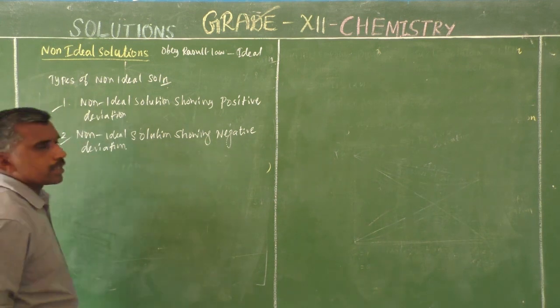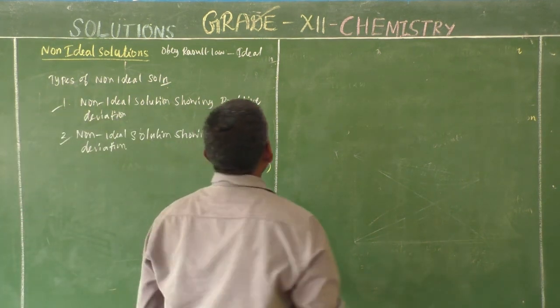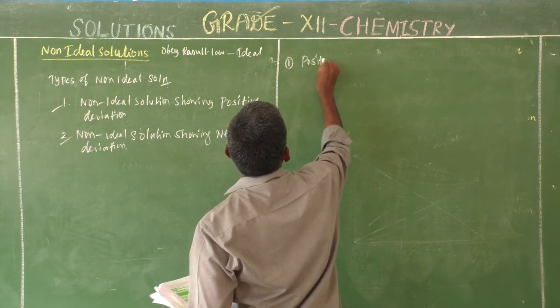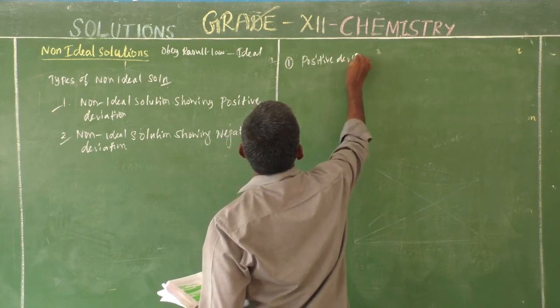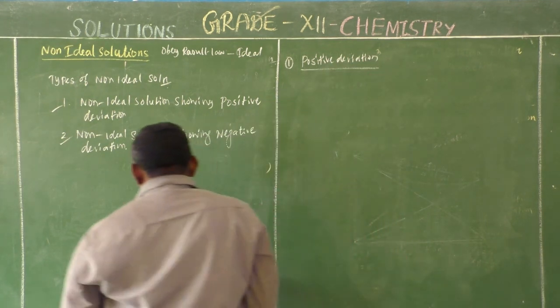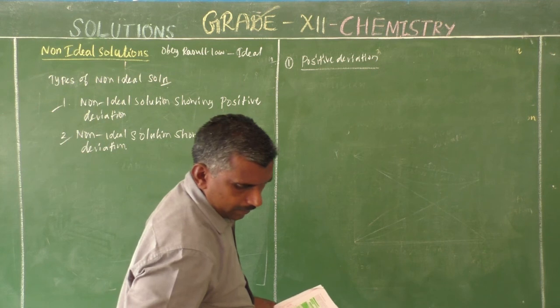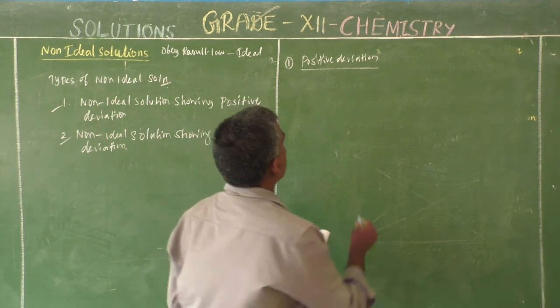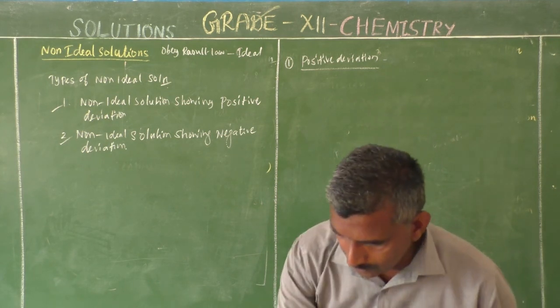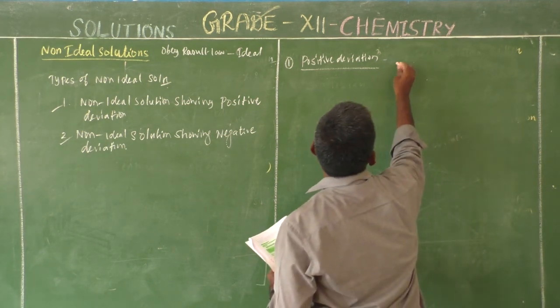Two categories we will discuss. First, positive deviation. First we will write examples of positive deviation. There are so many examples.